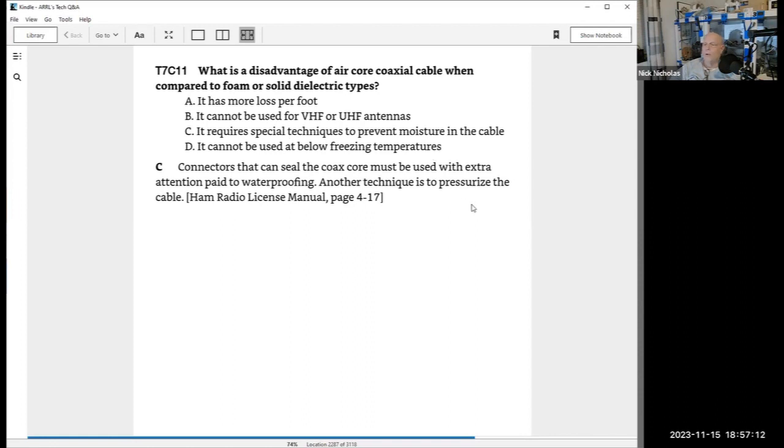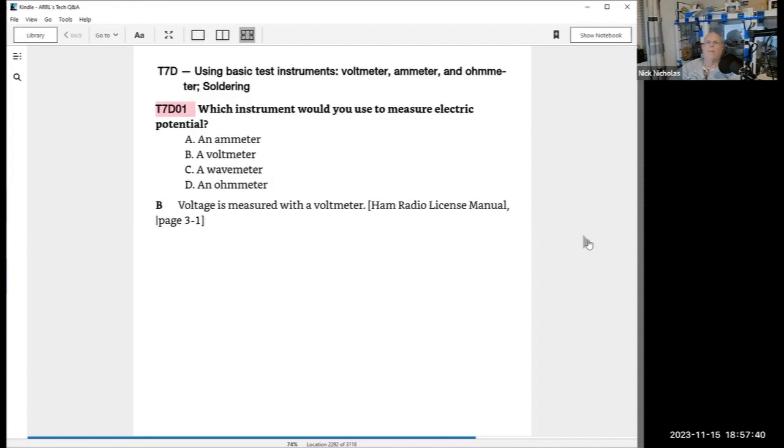But in order to keep moisture out of air dielectric coaxes, even hard lines made that way, there are special sealers, techniques, and ways you keep the humidity out of them to begin with, because there's nothing there but air. And if you fill that air with moisture, you're basically going to be shorting out all the time.